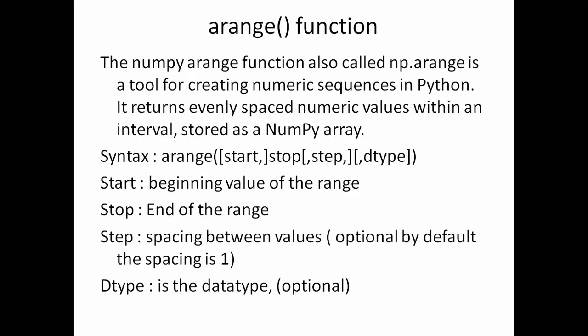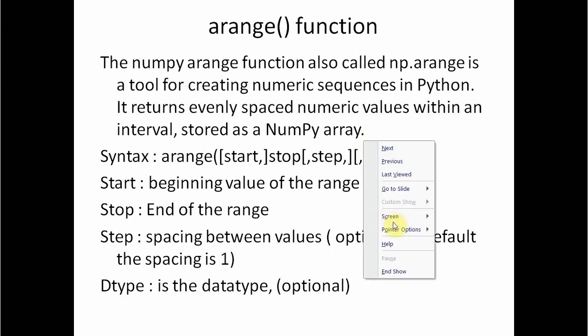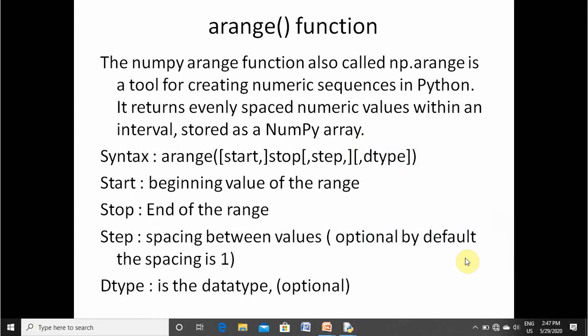The arange function, which I said we will have a quick revision. The arange function is in the NumPy library. It is used to get numbers. It takes 3 to 4 arguments. The first argument is the start, the second argument is the stop value, the third argument, which is optional, is the step value, and the fourth argument is also optional. It is the data type value. Let's see some examples.